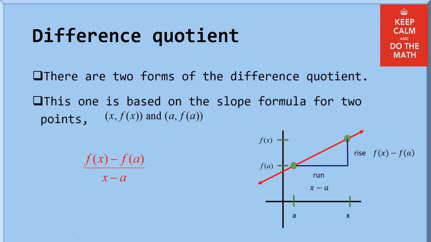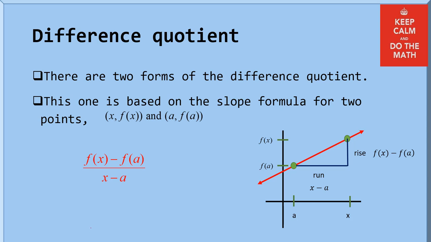In this video, we're going to talk about the difference quotient. There are two forms of the difference quotient. This one that we're going to talk about first is based on the slope formula for 2 points. The difference quotient is f of x minus f of a over x minus a. We get this based on 2 points.